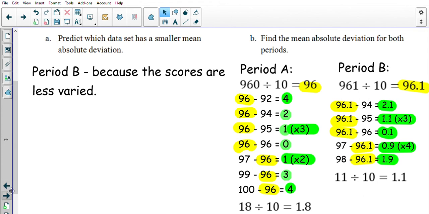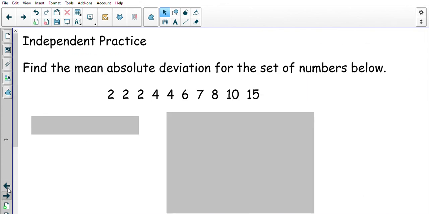Just a quick reminder before I give you an independent practice problem, I'll put it up on the screen here if you want to start it. Step 1, we're going to find the mean of your set of numbers. Step 2, find the difference between each number in your set and the mean. Add up the differences and find the mean of those differences. So divide by how many numbers you had in your set, and that will give you the mean absolute deviation.